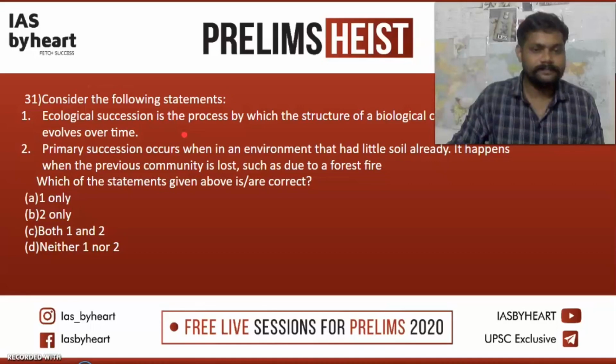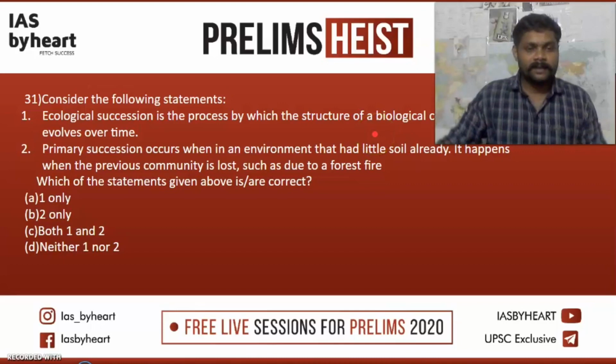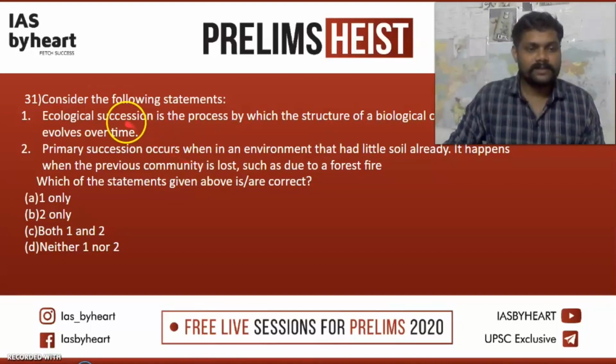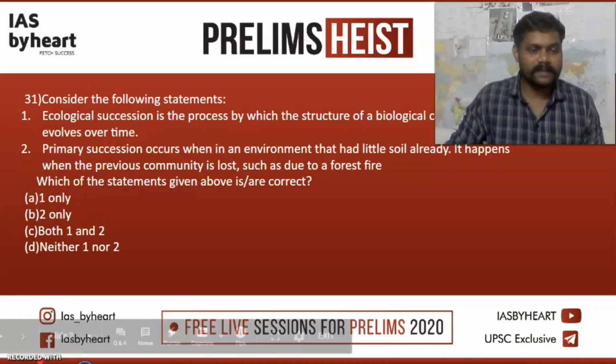Second one, primary succession occurs when in an environment that had little soil already. No, this is a wrong statement because primary succession occurs in an environment that had bare rock. Primary succession starts from the bare rock, that means it starts from the pioneer community and ends through a climax community. But secondary succession only occurs in an environment that had a little soil already. So this second statement would be wrong. So our answer would be option A, one only.